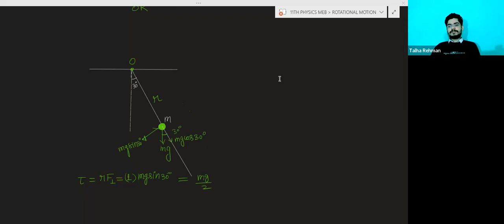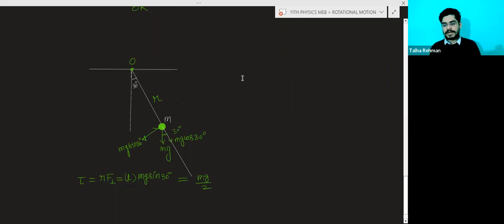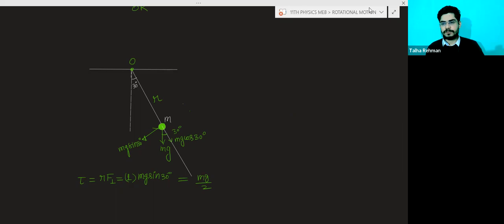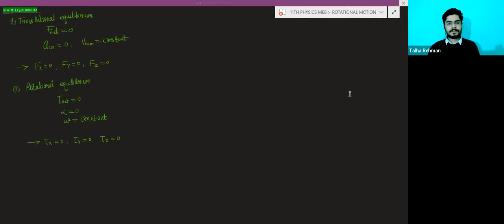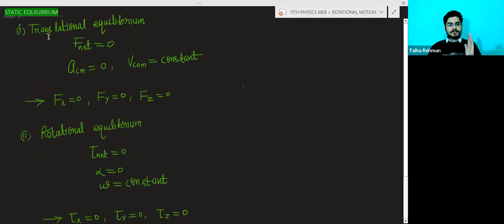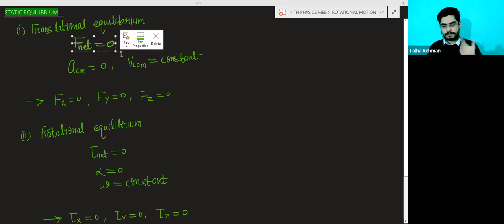So for the body to be completely in equilibrium, the net force on the body must be zero and the net torque on the body must be zero. So that is the condition of static equilibrium. Static equilibrium, translational equilibrium. In translational equilibrium, net force on the body is equal to zero.